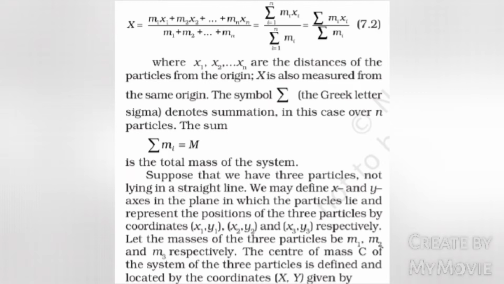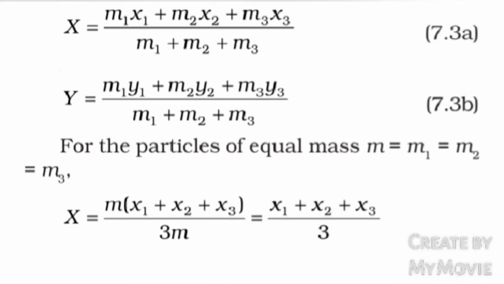The center of mass C of the system of the three particles is defined and located by the coordinates (x, y) given by x equals (m1 x1 plus m2 x2 plus m3 x3) divided by (m1 plus m2 plus m3), y equals (m1 y1 plus m2 y2 plus m3 y3) divided by (m1 plus m2 plus m3).